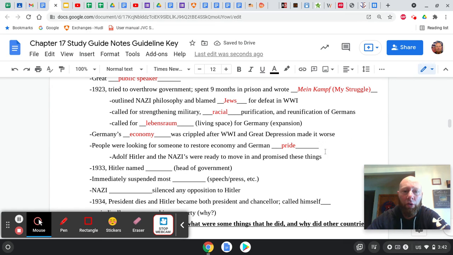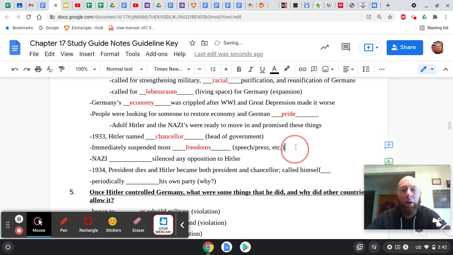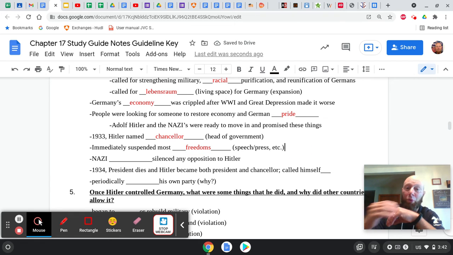In walks Adolf Hitler and the Nazi party, ready to solve all these things. Okay. In 1933, Hitler is going to be named Chancellor, which is the head of the government in Germany. He immediately suspended most freedoms. Okay. We see freedom of the press being eliminated. We see public book burnings, freedom of speech gone, many freedoms eliminated in Germany in order to control the population.